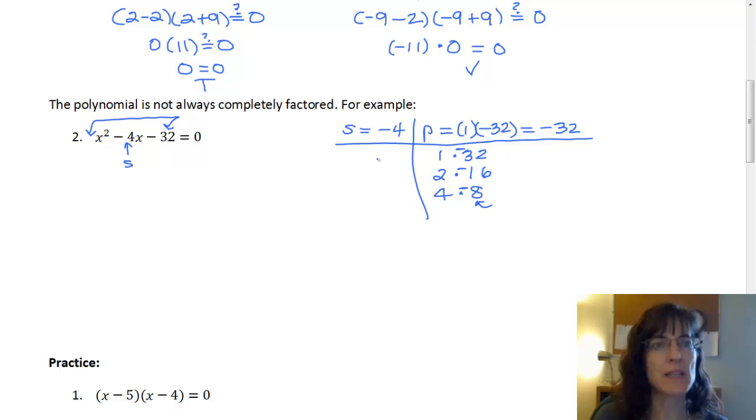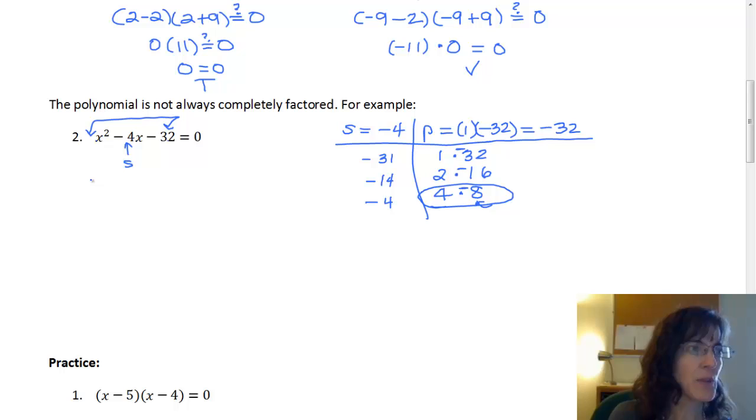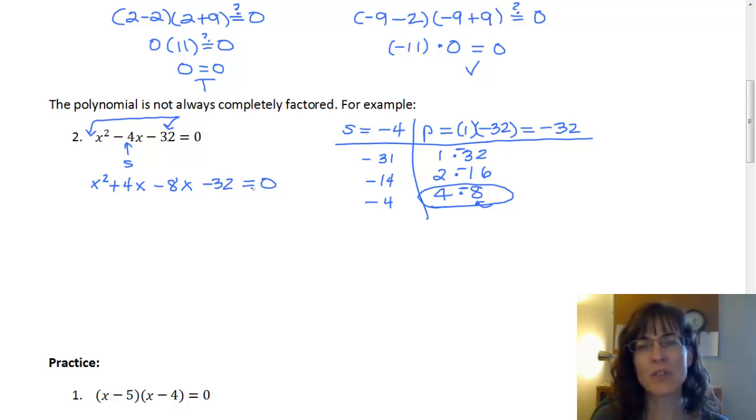And then now when I add these, this one's going to give me negative 31. That's not negative 4. This one will give me negative 14. That's not negative 4. And when I add these two, I get negative 4. There's my pair with the signs and everything. So I want to write this one out as x squared plus 4x minus 8x minus 32 equals 0. And I'm going to leave that equals 0 on just so I don't forget. I'm trying to solve, not just factor completely.